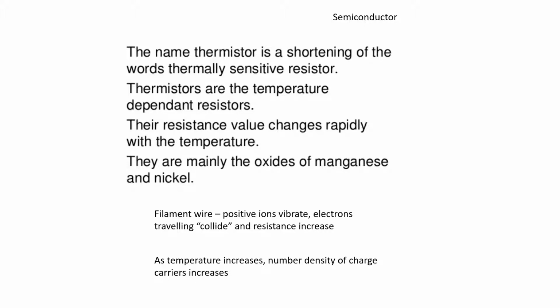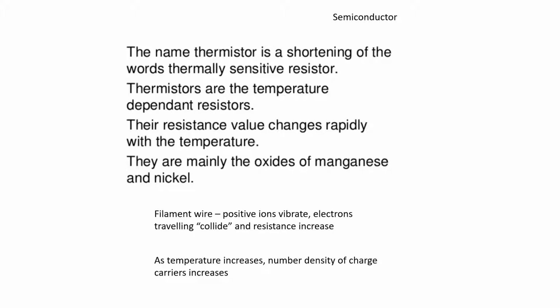So a thermistor is completely different from a filament wire in terms of the graph of R against T. For a filament wire, when you increase T, the R increases. So for a filament lamp or filament wire, as you increase the temperature, the resistance will increase. However, for a thermistor, as the temperature increases, the resistance decreases.